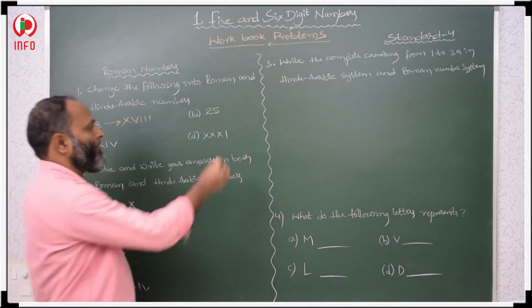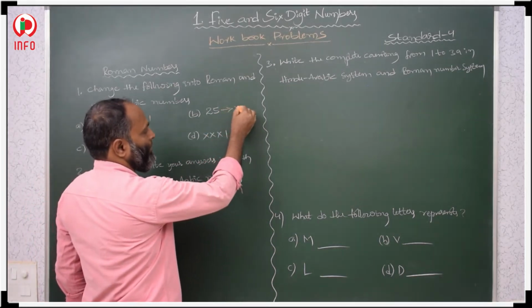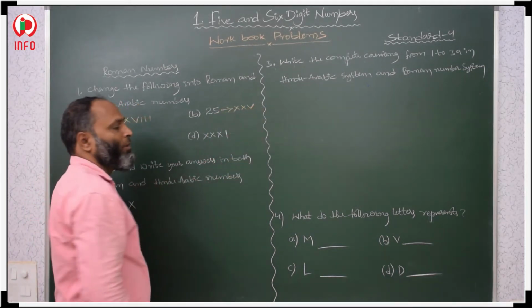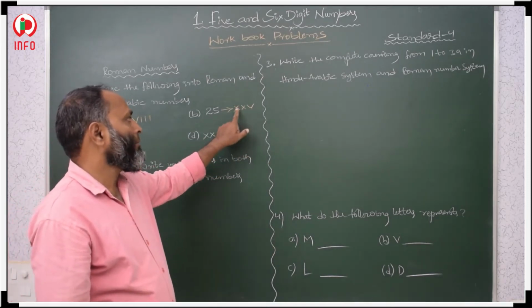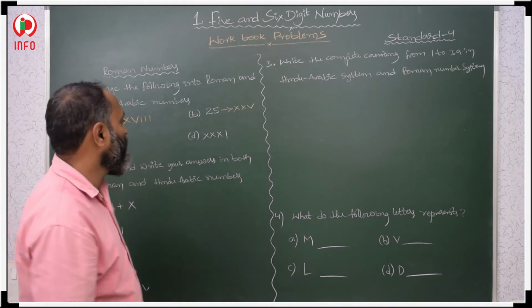Then 25. 25 means 10, 10, 5. 10 means X, and V means 5. 10 plus 10 is 20, 20 plus 5 is 25.